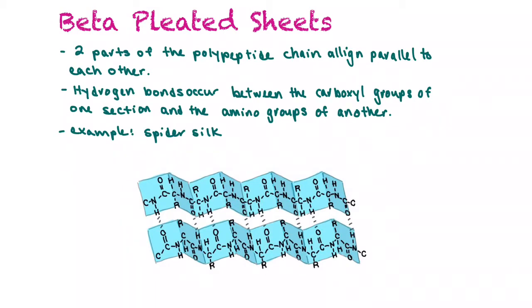The second type of secondary structure is beta pleated sheets. So what happens is two parts of the polypeptide chain fold in a line parallel to each other, and hydrogen bonding occurs just adjacent. So the carboxyl group of one section right here to the amino group on the next or parallel part of the chain. You can see that all the way along there's a regular hydrogen bonding pattern, and this would be seen in spider silk. So spider silk has a lot of beta pleated sheets.